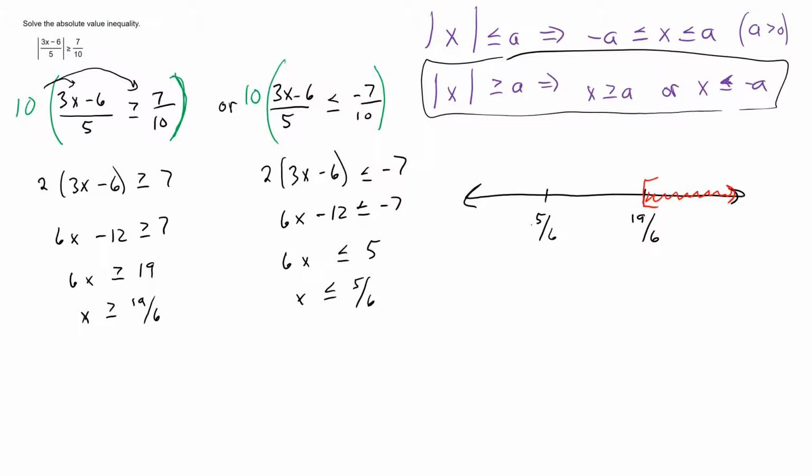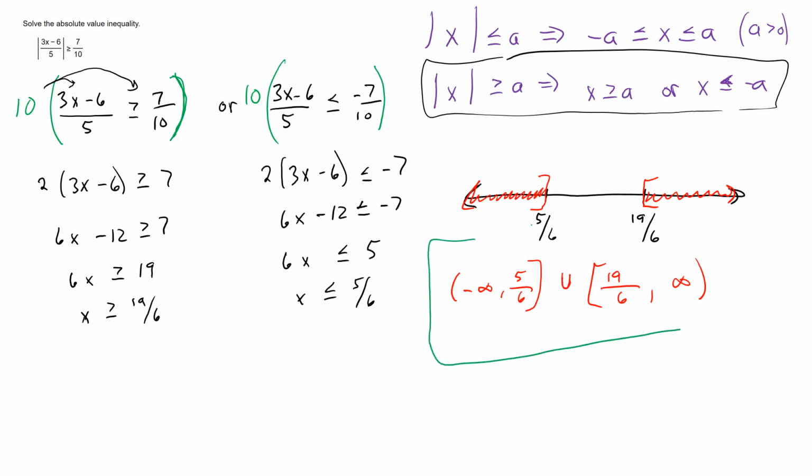And then x is less than or equal to 5/6. That means we shade to the left. And since there's an equal sign, we put a bracket or a closed circle on the 5/6. So the interval notation is negative infinity to 5/6, union 19/6 to infinity. And this interval notation is what we want to enter into MyMathLab.